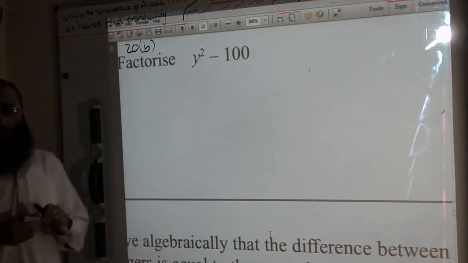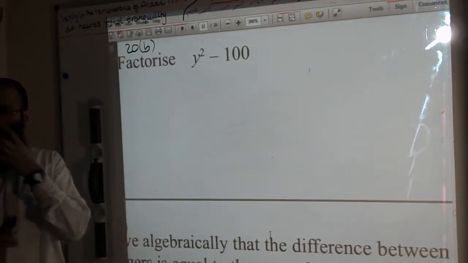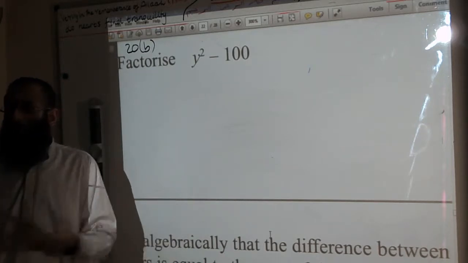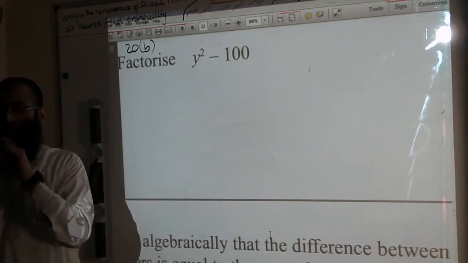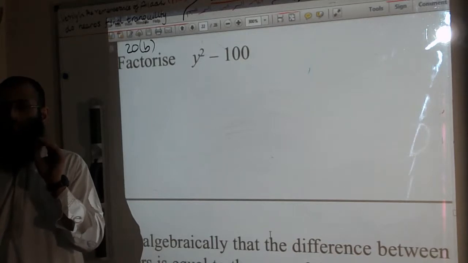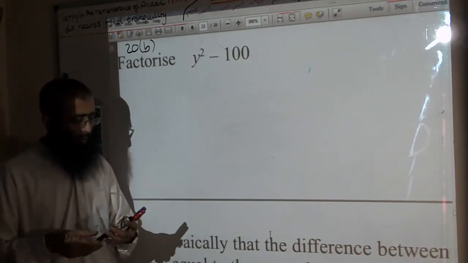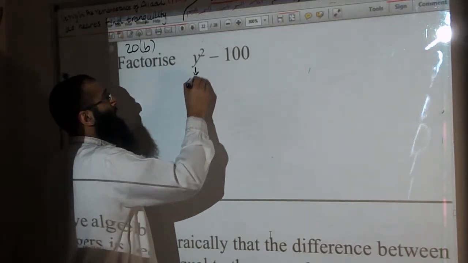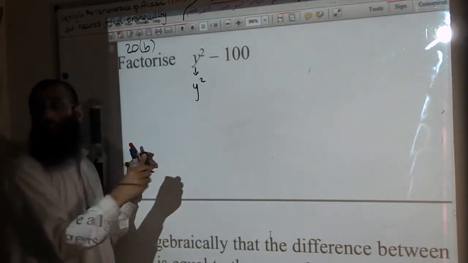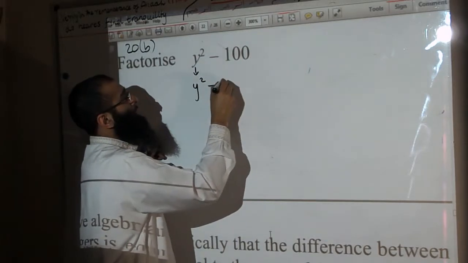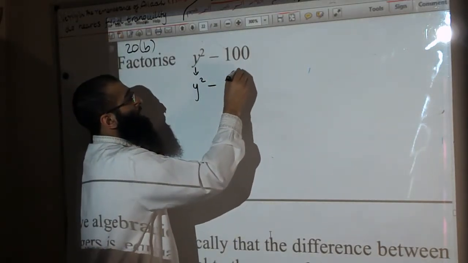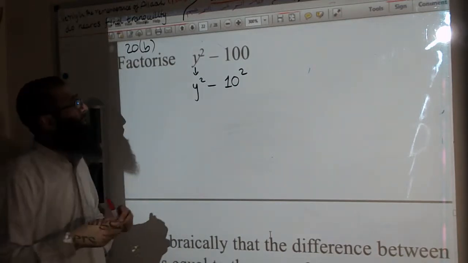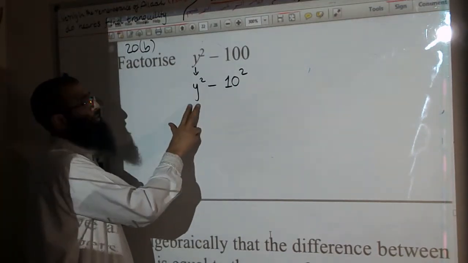Okay, factorize y squared minus 100. Students' first reaction is, how do I do that? There are no common factors. We're not doing common factors in this question. This is called the difference of two squares. Y squared is quite obvious, that's a square number. What is 100? 10 squared. 100 is not 10, 100 is 10 squared. So here we have two square numbers, y squared and minus 10 squared.